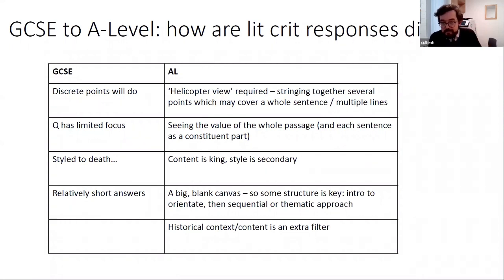Because answers are longer, making your own structure is key in a lit crit response. So I think even though technically you don't have to do an introduction, having an introduction is absolutely vital, because it tells the examiner, I guess, functionally, that you know what you're talking about. But more importantly, it focuses your own mind as a writer, as a student, in terms of what you're going to have to focus on in the next side and a half of writing. So having your introduction, you can choose to work through either sequentially or thematically, and both are fine, and both are routes to getting full marks.